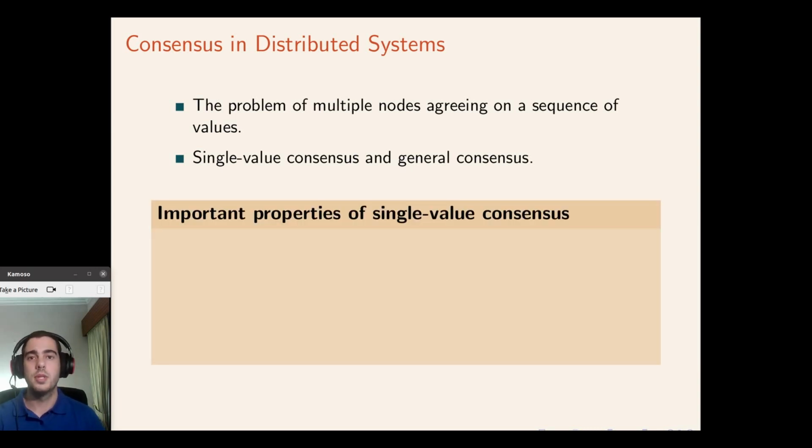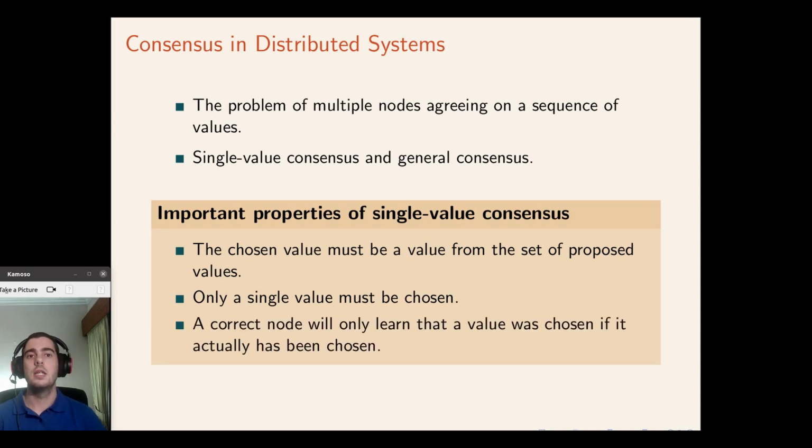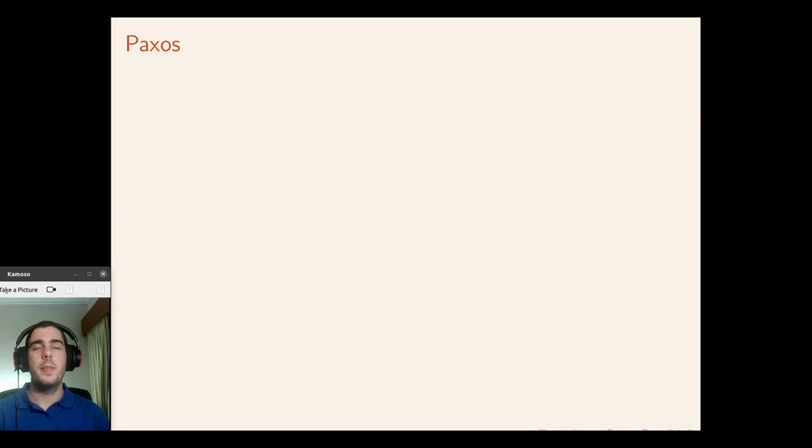Some important properties of single value consensus: the chosen value must be a value from the set of proposed values. Only a single value must be chosen, and a correct node will only learn that a value was chosen if it actually has been chosen. One of the main algorithms to solve the consensus problem is called Paxos. Paxos is a crash fault tolerant algorithm, and I will first present the algorithm to solve single value consensus and then Multi-Paxos to solve the general consensus problem.